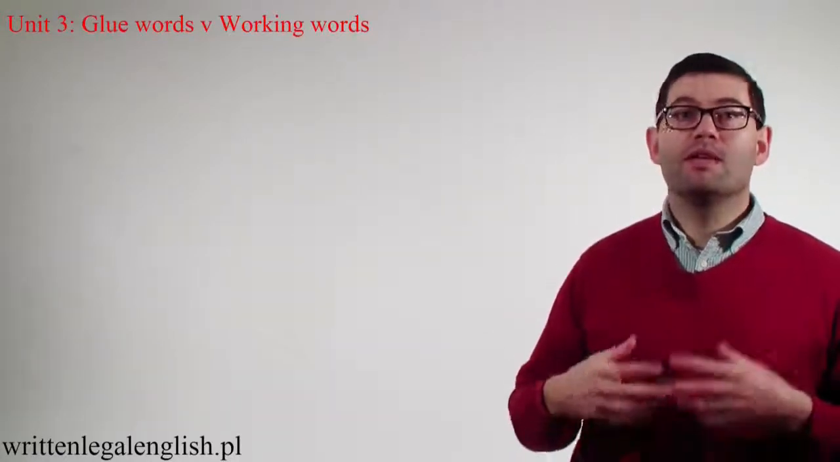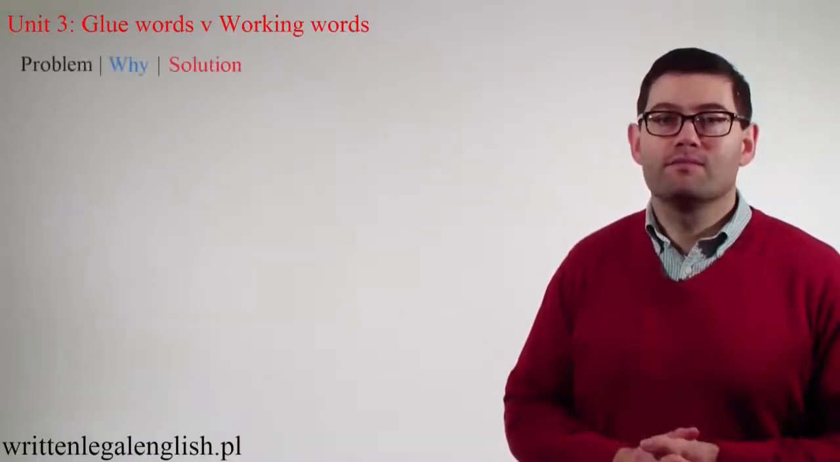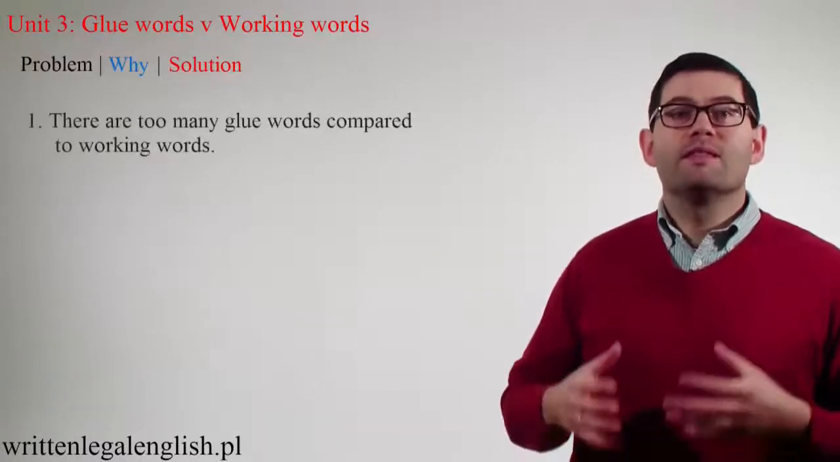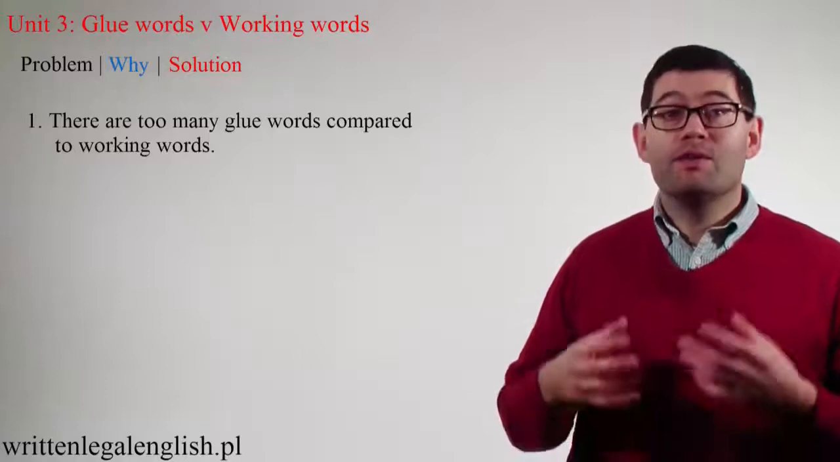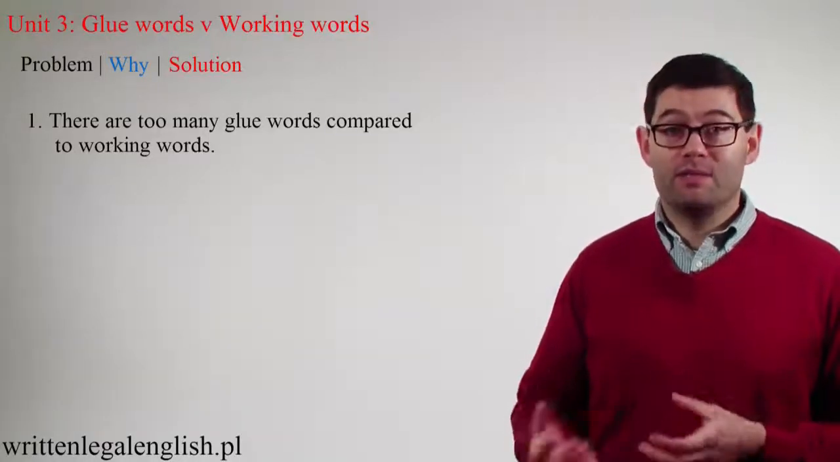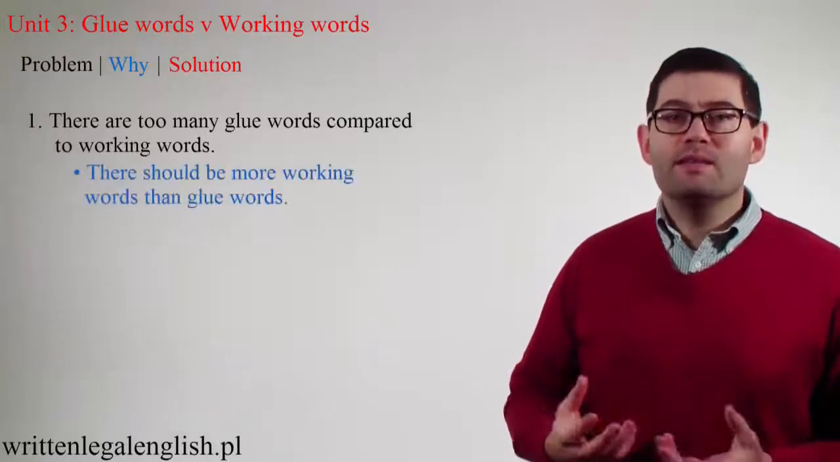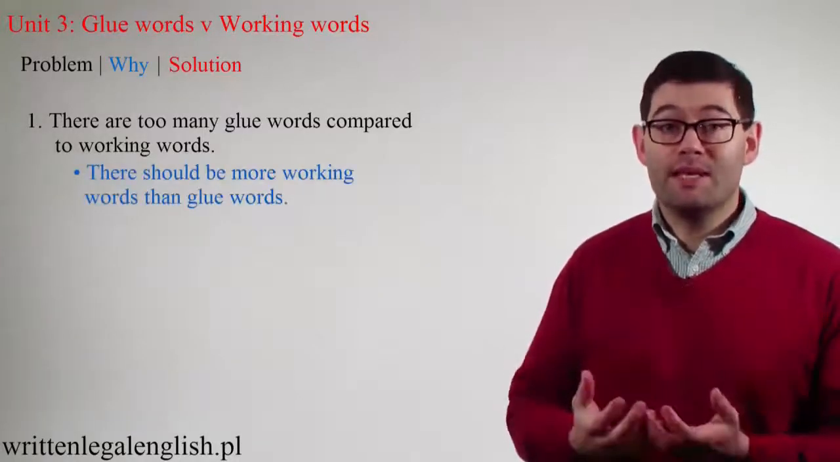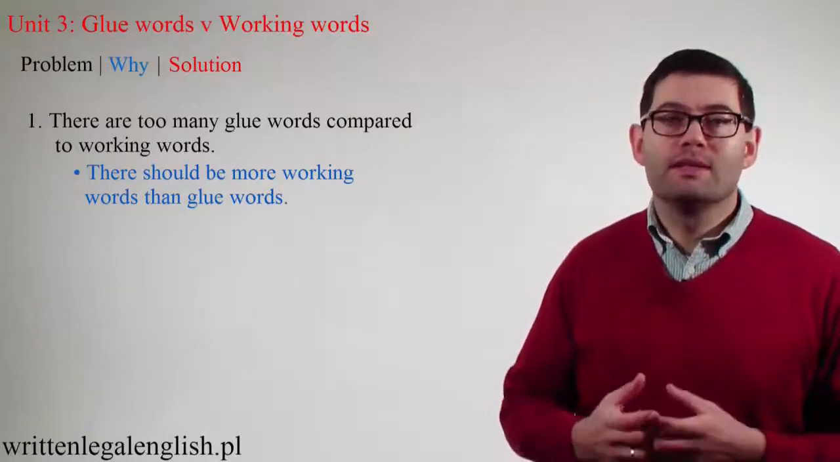Working words communicate the message to the reader. Glue words stick the working words together to form a sentence. What's the problem? The ratio between glue words and working words is wrong. There are too many glue words compared to working words. Why is this a problem? If we understand that working words communicate the message, then there should be more working words than glue words.